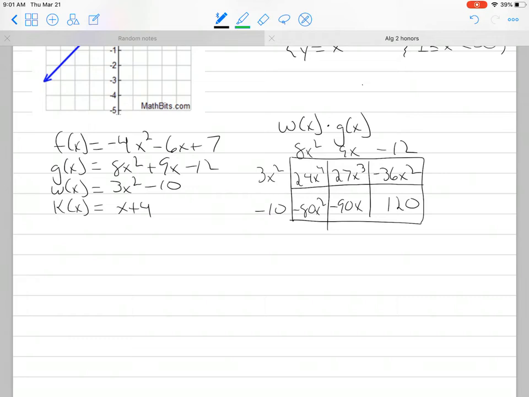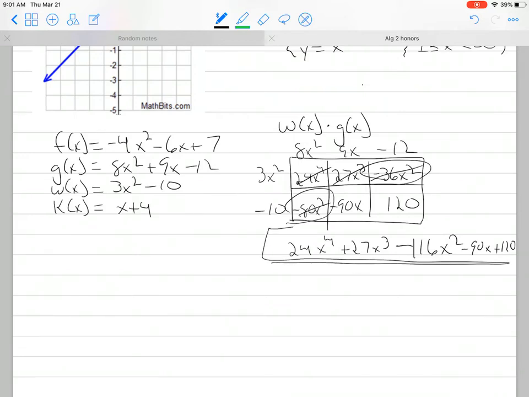I do that and I put this all together. 8 times 3 is 24, so 24x to the 4th, that one is used, plus 27x to the 3rd. See, 2 sets of x squared, negative 36 and negative 80 is negative 116, x squared minus 90x plus 120. Okay? There's my final answer. Hopefully you got the same thing.